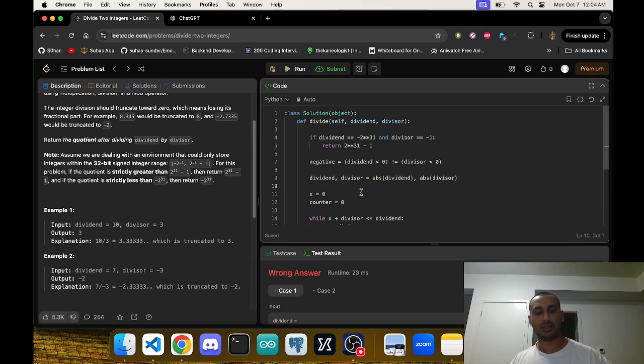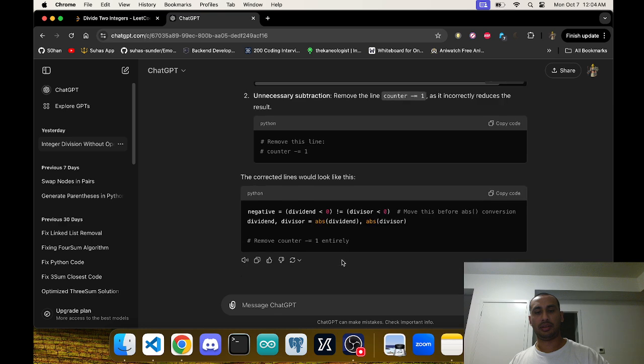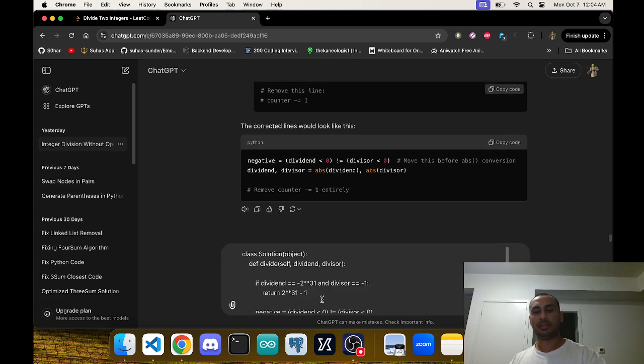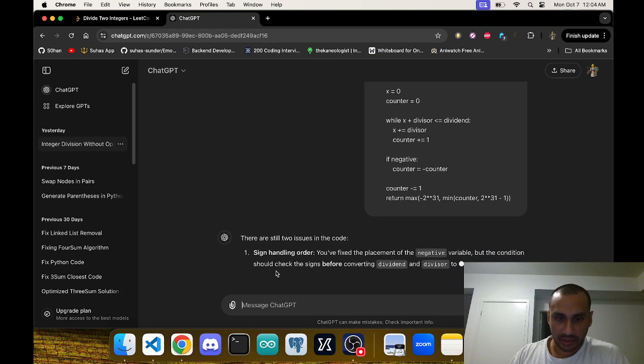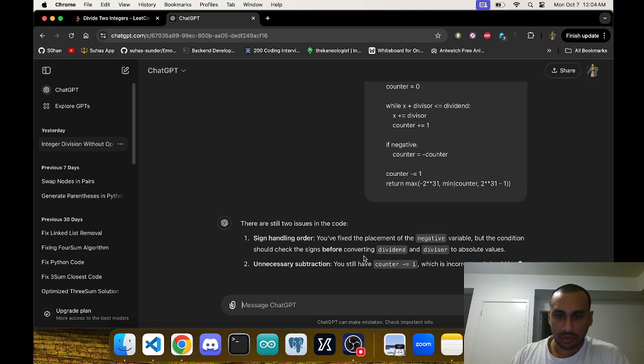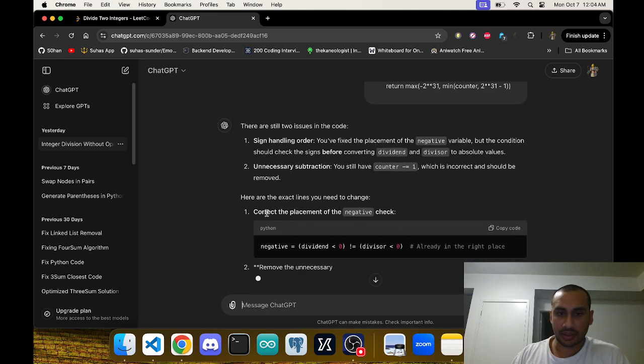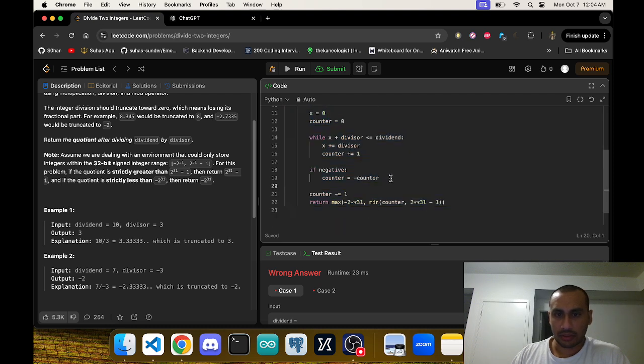What? What is going on? What is negative dividend divisors? What is going on? You fixed the negative, but the condition should check before converting the dividend. You still have counter minus equals 1. Oh, where did I have that? Oh, this is probably ruining it. That's why. No matter what I have, it wouldn't be right.